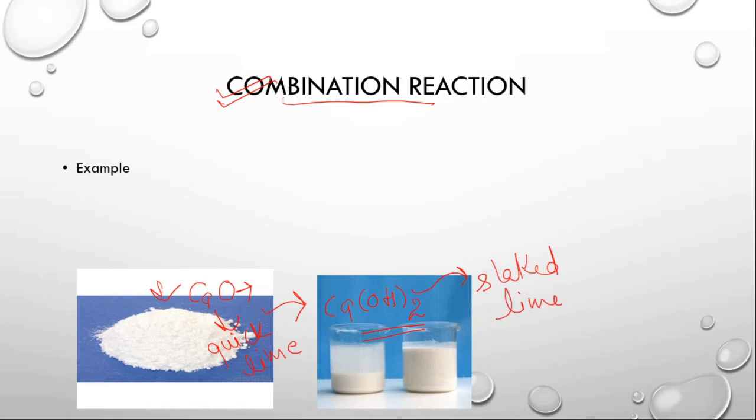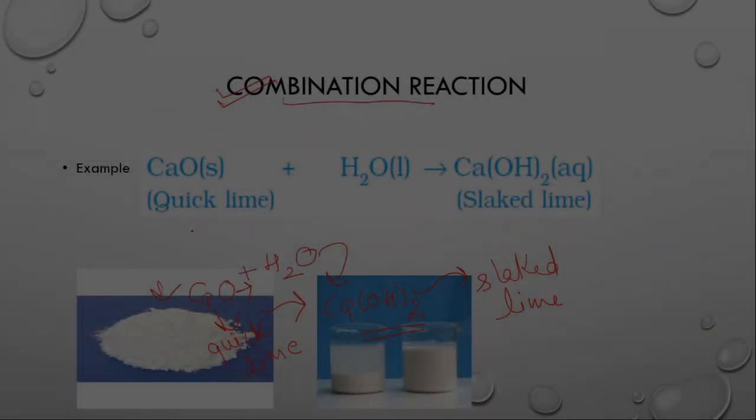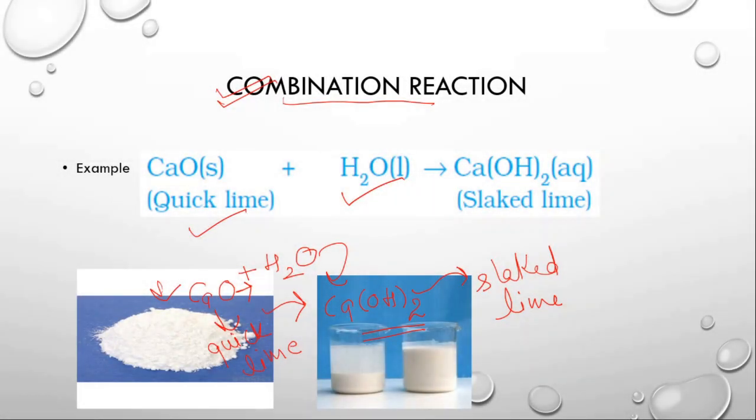Okay, so what is happening is that we are adding CaO plus H2O, and it is leading to the formation of this slaked lime. This is the chemical equation. Quicklime and water are both reacting together, and there is the formation of Ca(OH)2, that is slaked lime. Okay, this is to be remembered, slaked lime and quicklime, also the formulas. Now let me add over here, there is also the evolution of heat in this reaction.